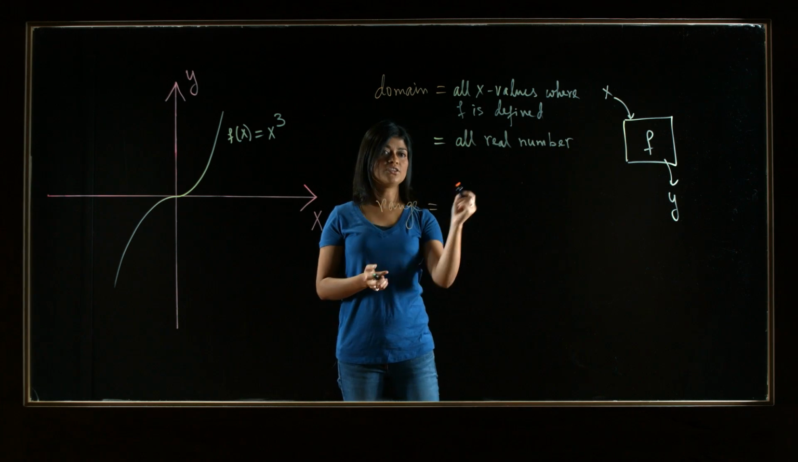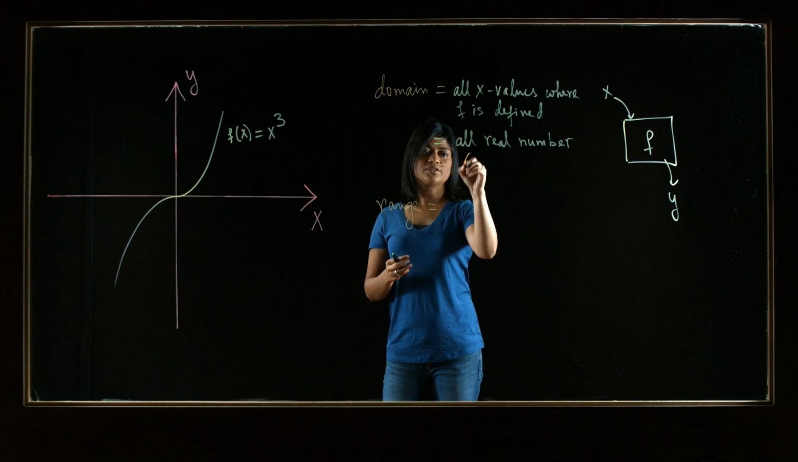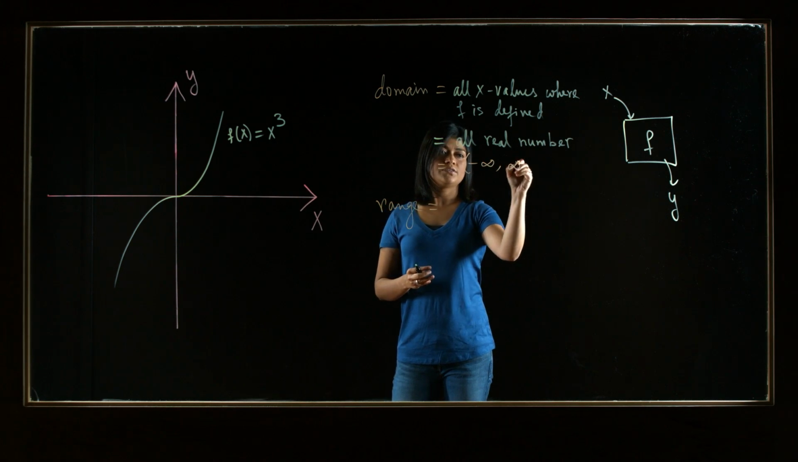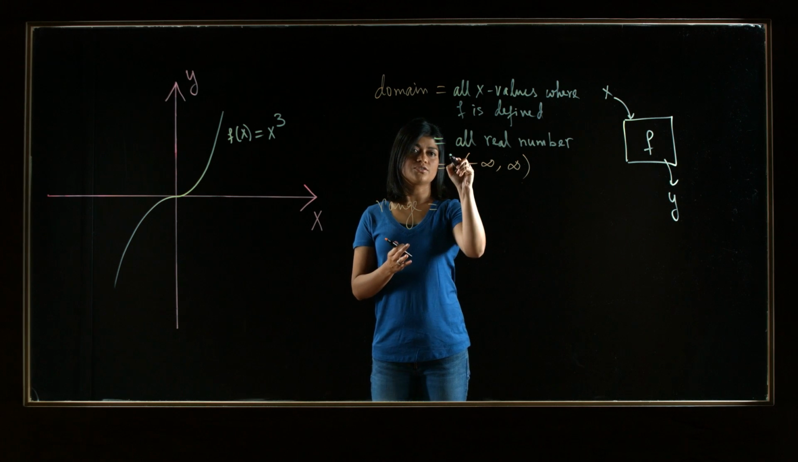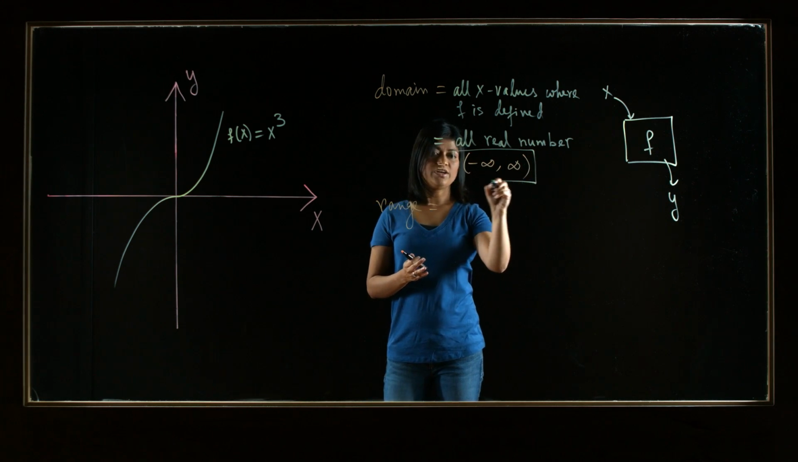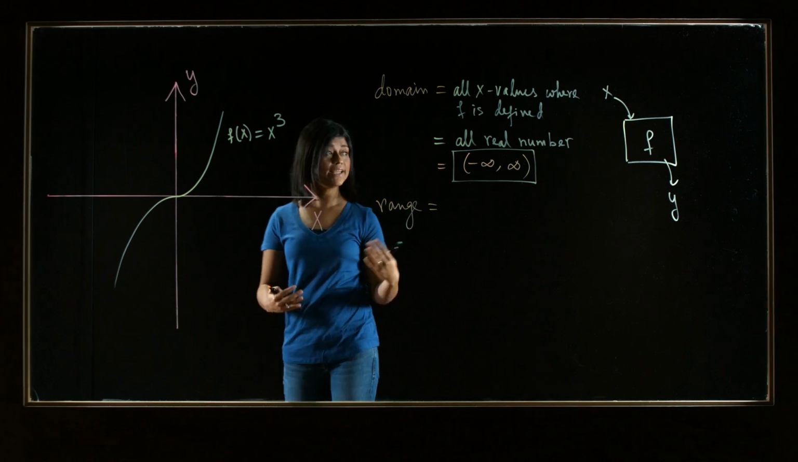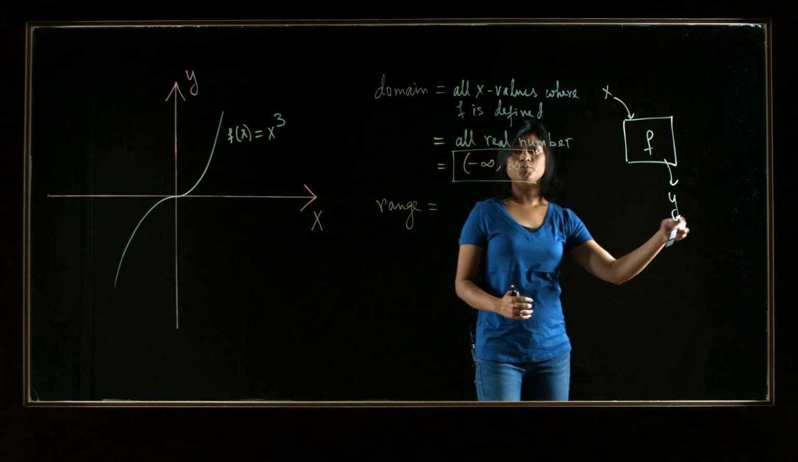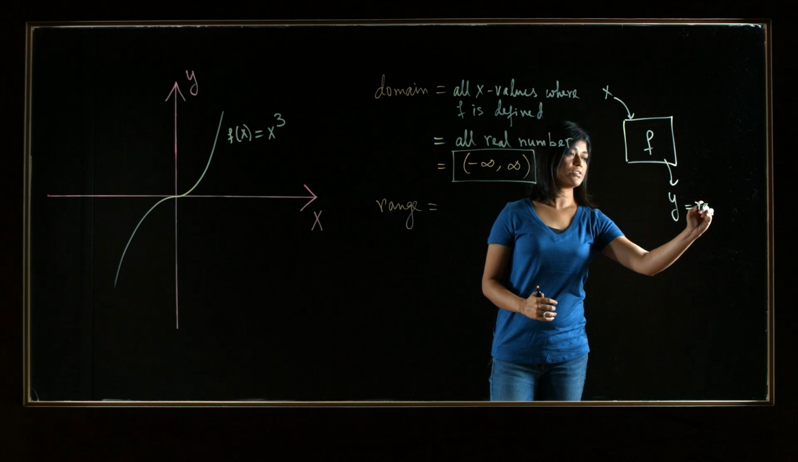And in set notation, all real numbers is written as negative infinity to infinity. So that is the domain of this function. Now what is the range? Range is all the outputs, all the y values, okay? That corresponds to the range.